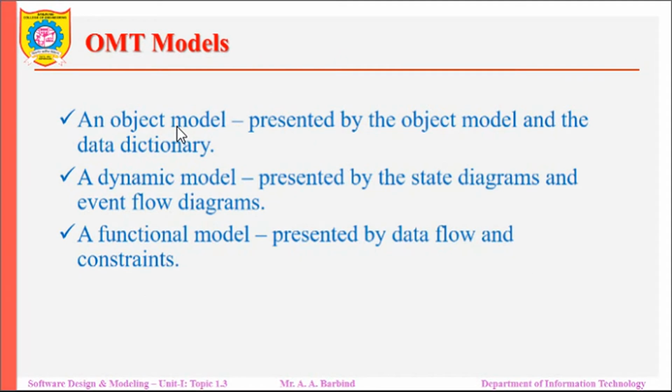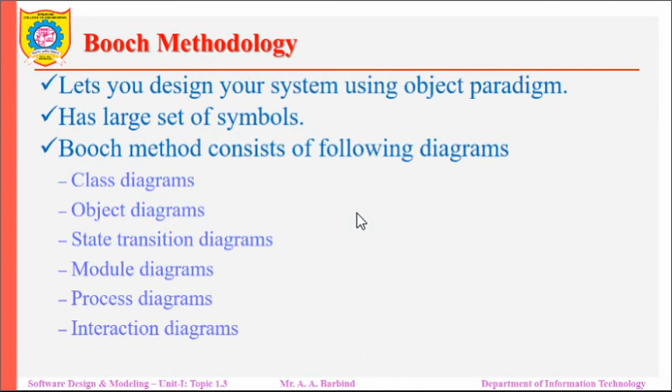The different types of models of OMT include the object model presented by the object diagram and the data dictionary, the dynamic model presented by the state diagrams and event flow diagrams, then a functional model presented by data flow and the constraints.